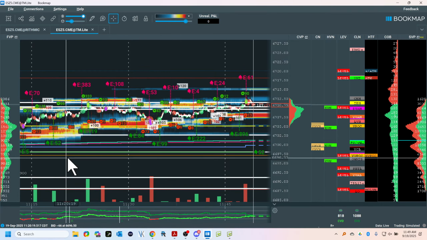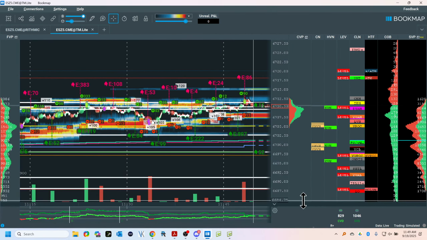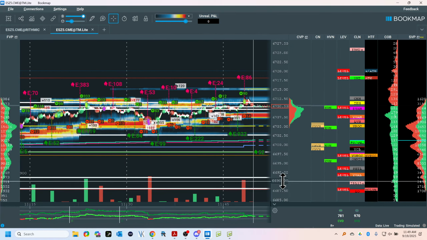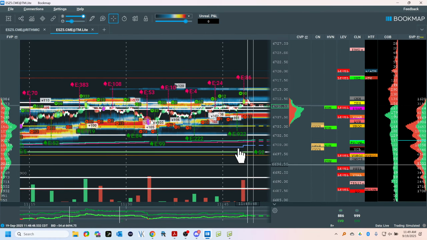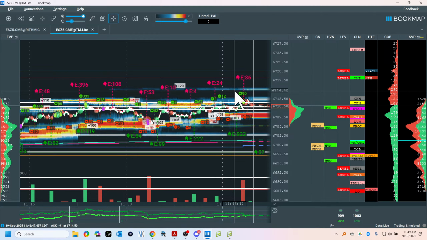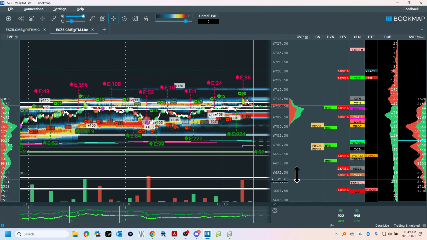I've got to find it. I didn't get long at the low of the day. I got in at 89, 90. So I didn't get in down here, I got in over here, and then across the range. That's the trade, and this is mean reversion in a higher time frame.